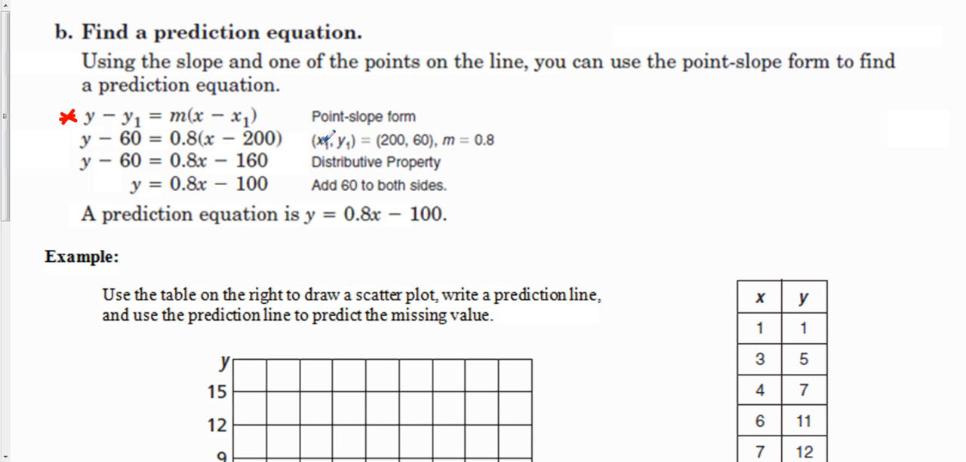So we're going to use x1 and y1 as our 200, 60. We're going to use our m, which was 0.8, that was our slope. So we just plug everything in. We get y minus 60 equals 0.8 times all of this, the x minus 200. But we're going to distribute that 0.8 to both of these, so 0.8x minus 160. Now we're going to add 60 to both sides to get rid of that, and we'd have y equals 0.8x minus 100. So this is our prediction line.